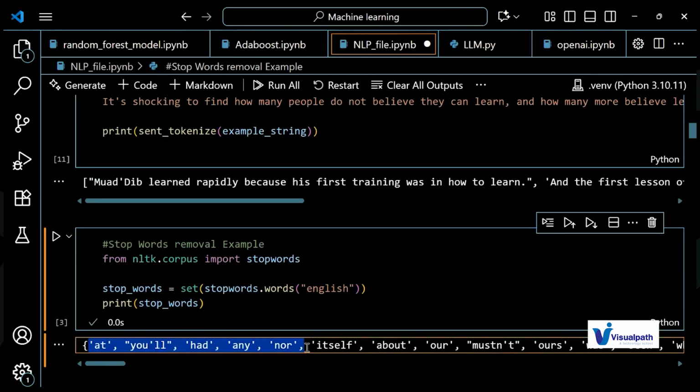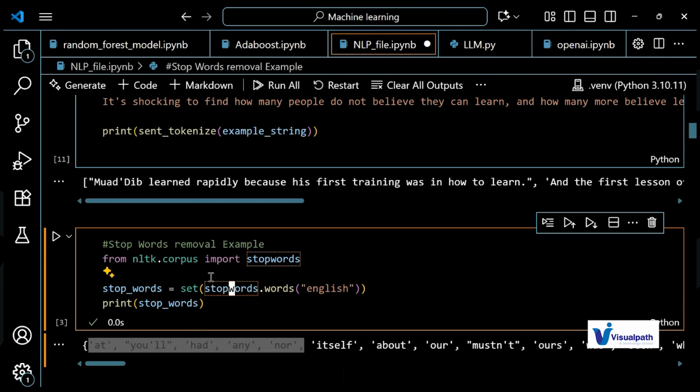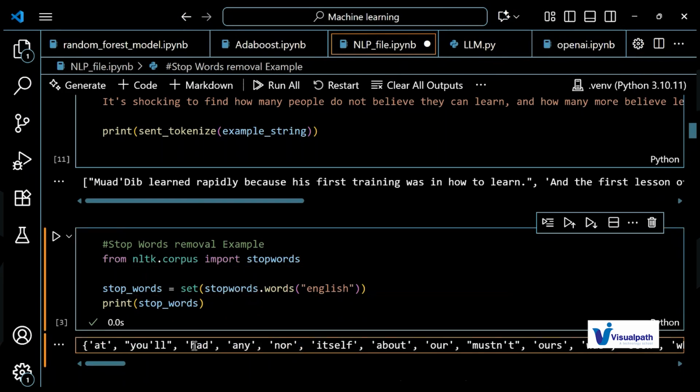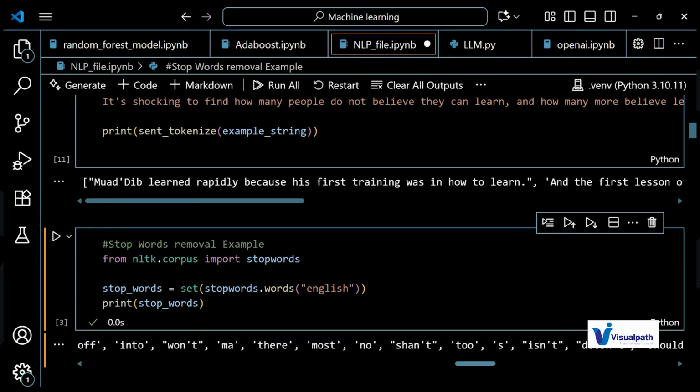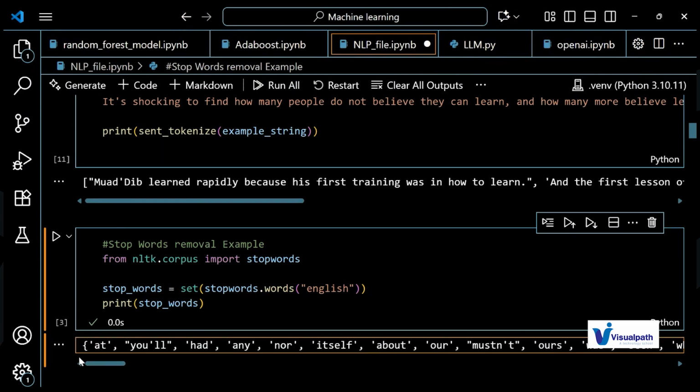Do not worry if you're not understanding it because we are just showing it as a demo. So do not worry about that. We'll have everything from scratch. Basically what I want to show is what the stop words present in the English language are. We have at, you, will, had, any, nor, itself, about. There are so many stop words. All these are stop words, which have to be removed from our input data.